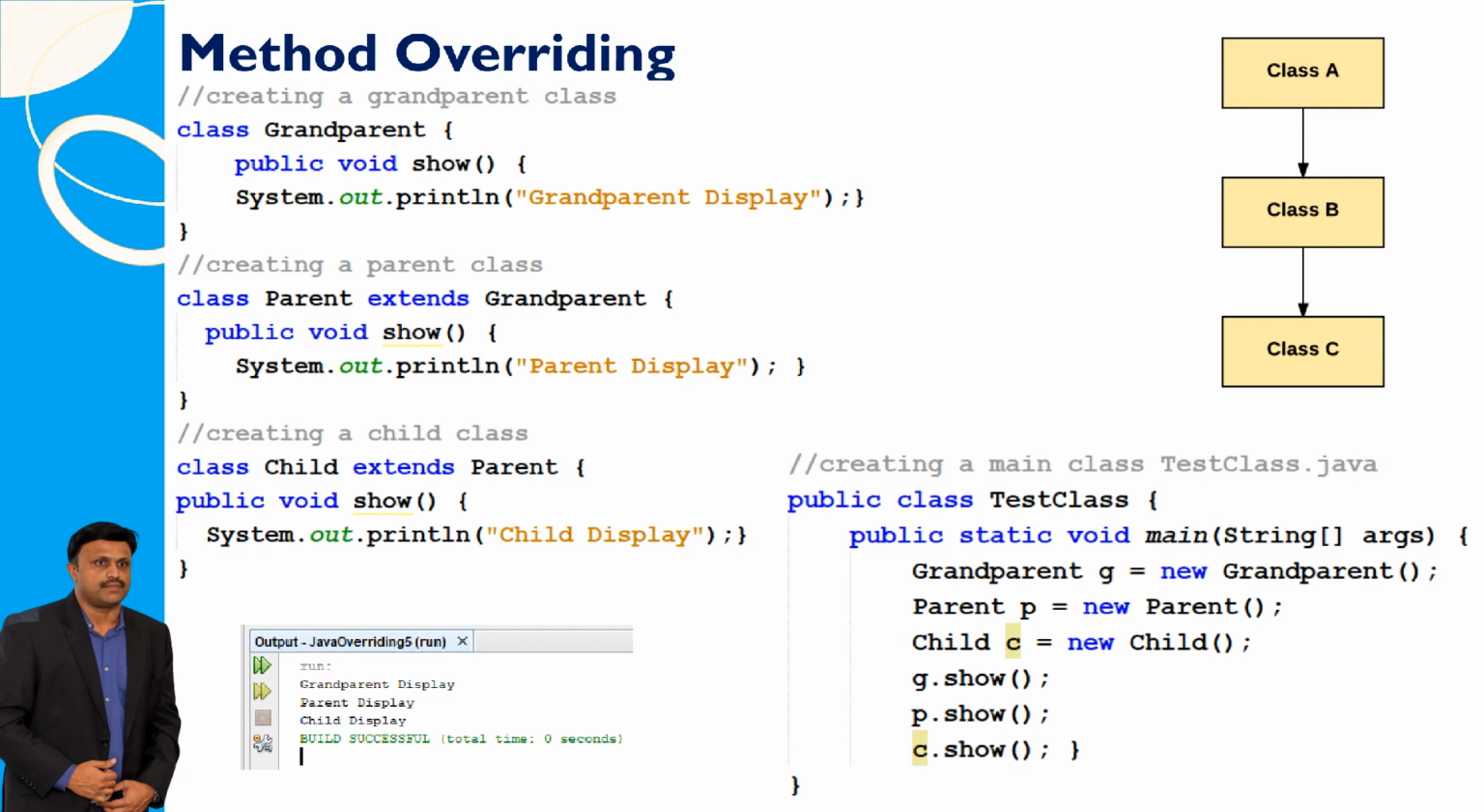child. The given Java code defines three classes, grandparent, parent, and child, where each class contains a show method that prints a specific message. The parent class extends grandparent, and the child class extends parent, thus forming a simple class inheritance hierarchy. Each show method overrides the one in its superclass. In the test class, objects of grandparent, parent, and child are created, and their respective show methods are called.